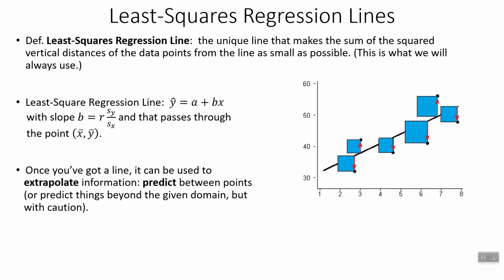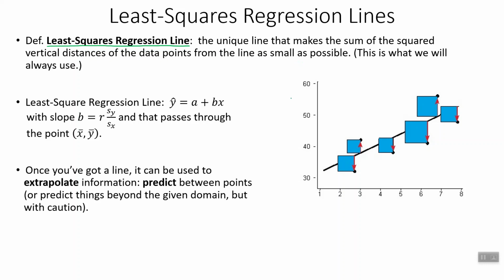All right, so the specific line that we're going to find is called a least squares regression line. All right, it's a unique line, so there's only one for each set of data that exactly is the least squares regression line. That makes the sum of the squared vertical distances of the data points from the line as small as possible.